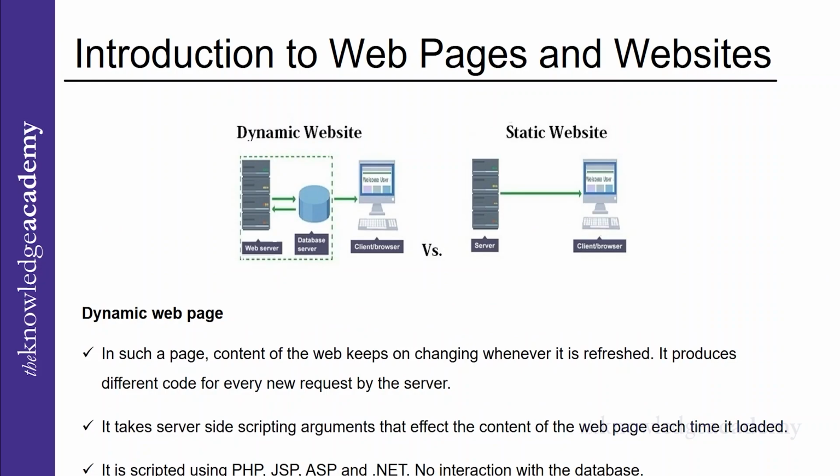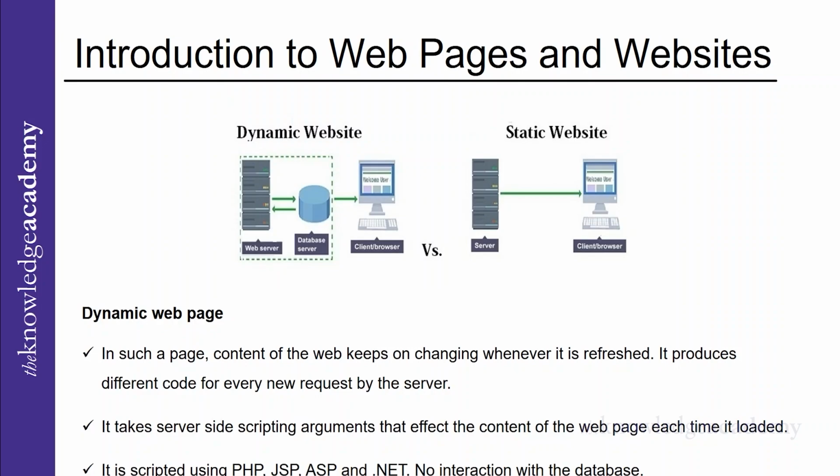There's another type of web page. It's called a dynamic web page. So what exactly is a dynamic web page, you might ask? A dynamic web page is a kind of page where the content of the page keeps on changing whenever it's refreshed. This kind of web page is suited for users who have their preferential needs. It produces different code for every new request. This needs to interact with the database because for every user, a different kind of data exists. And it takes into consideration that a user wants to see something different compared to another user elsewhere. And that's why dynamic web pages are very important.